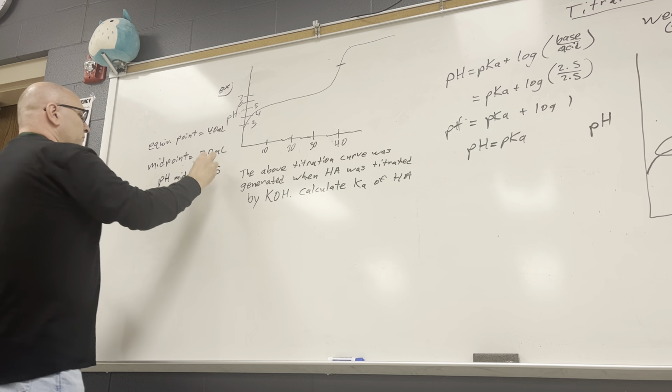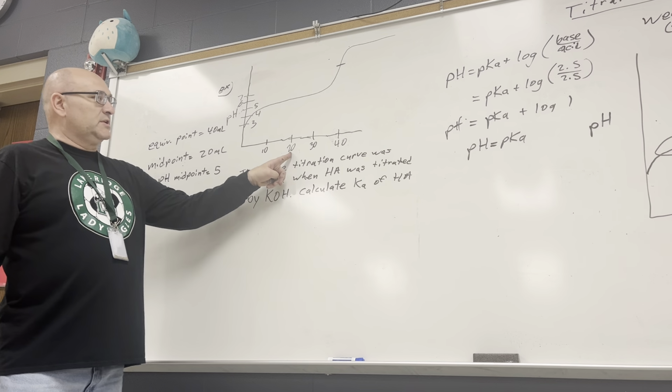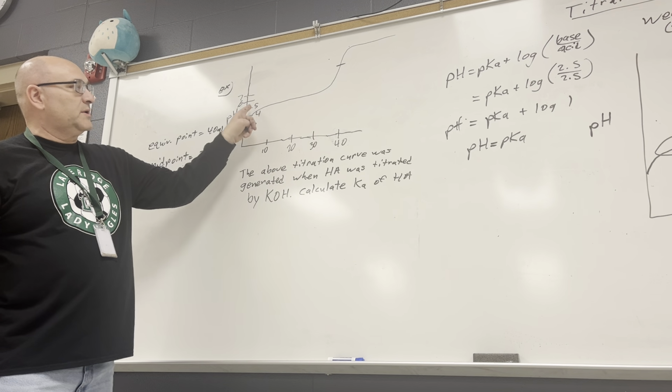Is everybody good with how I'm getting that? So I estimated the midpoint's 20 milliliters, and that's around pH 5. And now we know at the midpoint pH equals pKa. Therefore, pKa must also be 5.